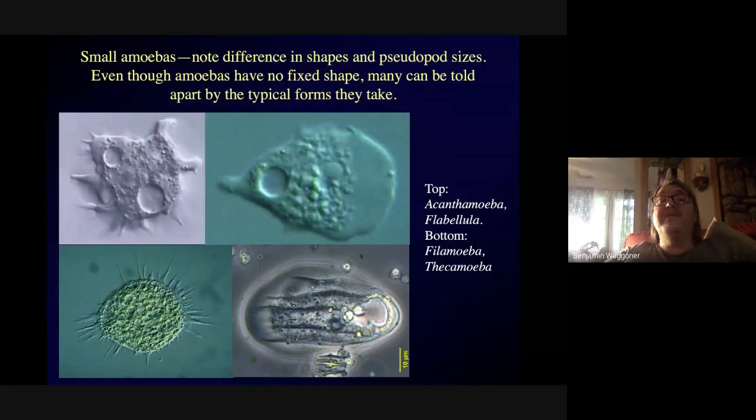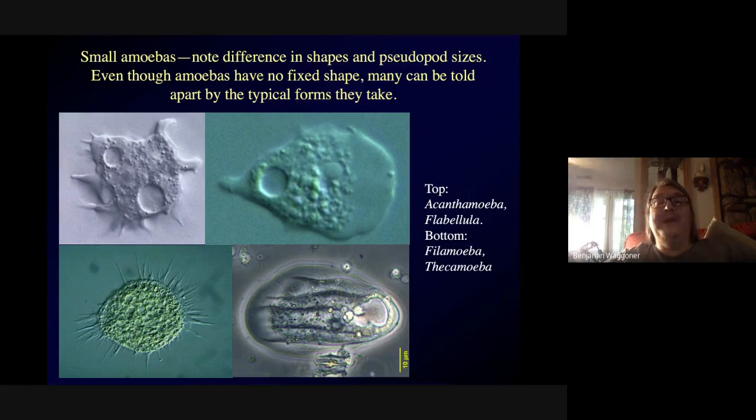A little bit of amoeba diversity. These happen to be 4 that are pretty common in fresh waters. These are all the kind of things you could conceivably find in pond water. You see they have different shapes. They've got pseudopods of different sizes. They're all about the same size in these pictures.